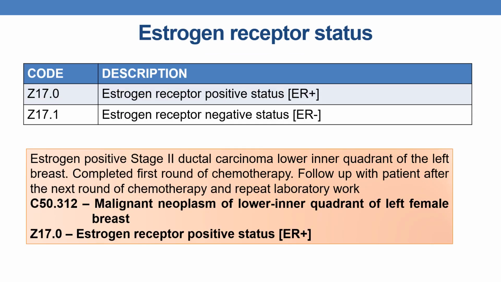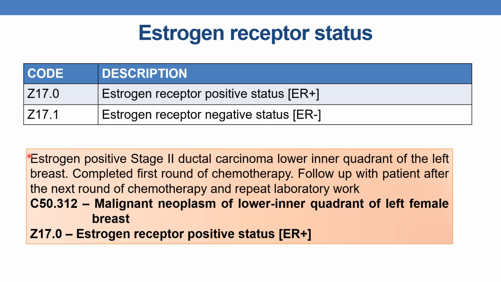Now coming to Z17 category, it deals with estrogen receptor status. The first code is Z17.0. It indicates estrogen receptor positive status, ER positive. The next is Z17.1. It indicates estrogen receptor negative status.